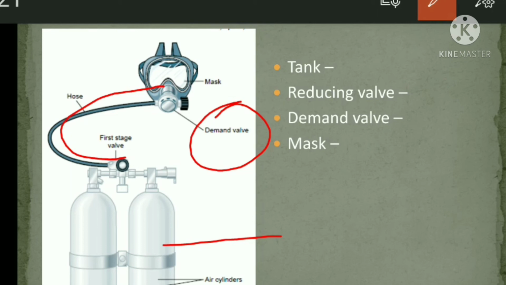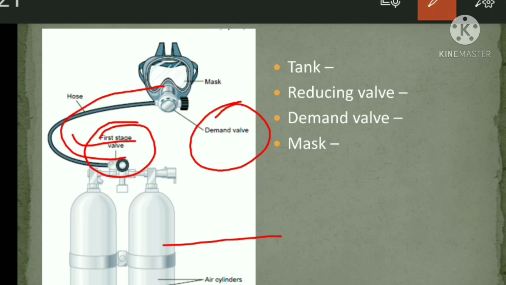Now how the system works. The reducing valve reduces the pressure from the tank. You can see here this is the reducing valve, also known as the first stage valve. With each inspiration, slight extra negative pressure is created in the demand valve that pulls the diaphragm of the valve open and releases air from the tank into the mask here, which is breathed by the individual. Thus only the amount of air required by the individual enters the mask, and expired air cannot enter the mask, but is released into the surrounding water.